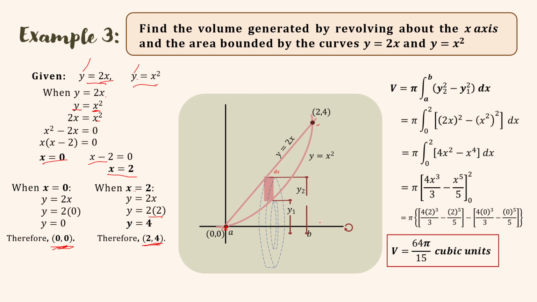Since the rotation is about the x-axis, we know already that the functions we are going to integrate are in terms of x. This is the formula that fits this problem: V equals pi times the integral of y sub 2 squared minus y sub 1 squared dx from A to B.